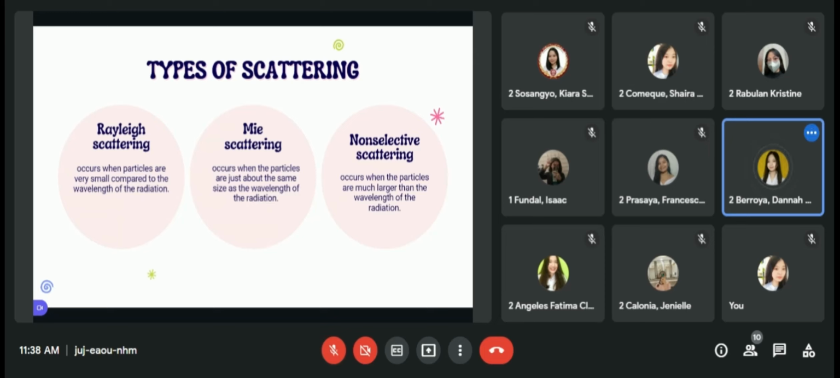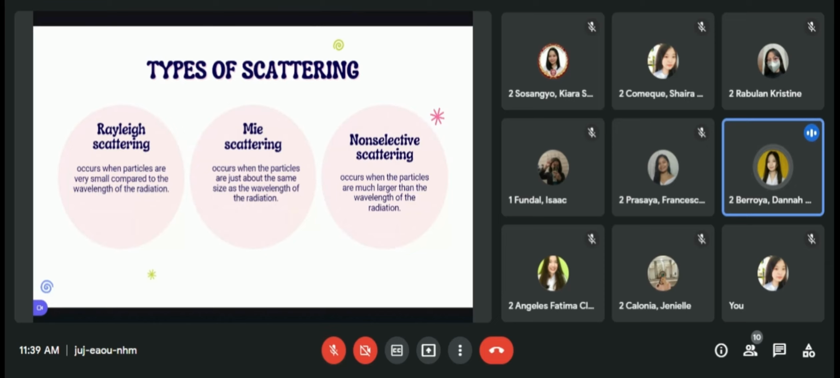Next is Mie scattering. It occurs when the particles are just about the same size as the wavelength of the radiation. Dust, pollen, smoke, and water vapor are common causes of Mie scattering, which tends to affect longer wavelengths than those affected by Rayleigh scattering. Mie scattering mostly occurs in the lower portion of the atmosphere where larger particles are more abundant, and dominates when cloud conditions are overcast. Lastly, non-selective scattering occurs when the particles are much larger than the wavelength of the radiation.